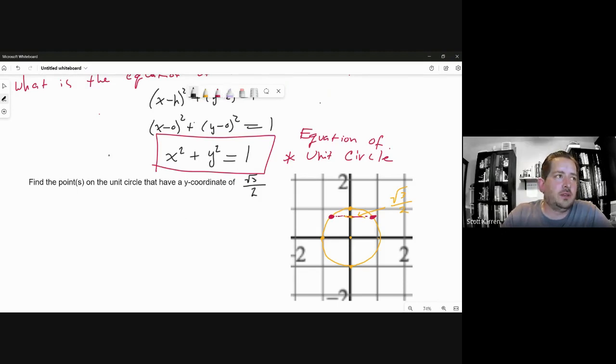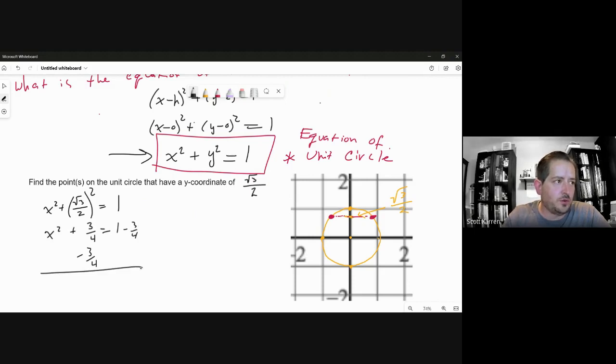Well, in that equation that we just created, I'm going to plug in root 3 over 2 for y and then solve for x. So I have x squared plus this y value, square root of 3 over 2, all squared, equals 1. So that is x squared plus the square root of 3 squared, which just turns into 3. I have to square the denominator, so that becomes 4. And now I can solve for x squared. I'm going to subtract 3/4 from both sides. 1 minus 3/4 is, of course, 1/4.